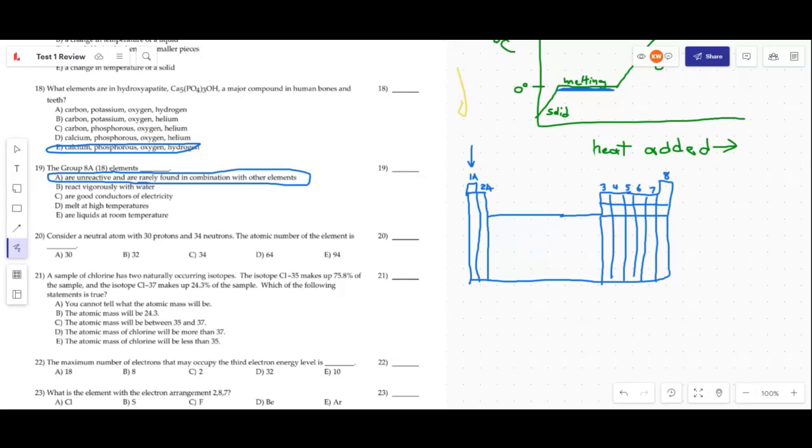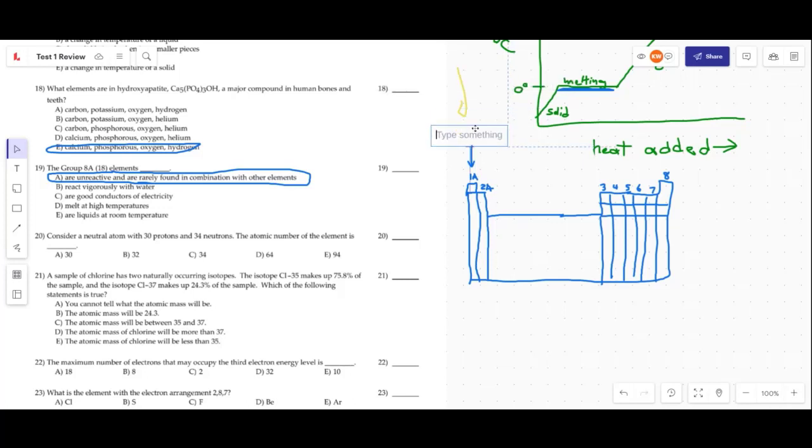Yes, Linda? I wanted to ask, is it possible for you to just give us the characteristics of each of them? Sure, absolutely. So 1A is the alkali metals. They are extremely reactive, explosively reactive. I'll go ahead and label this alkali metals.